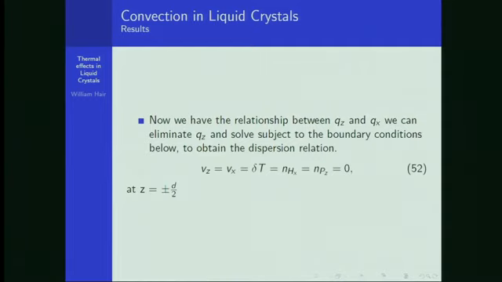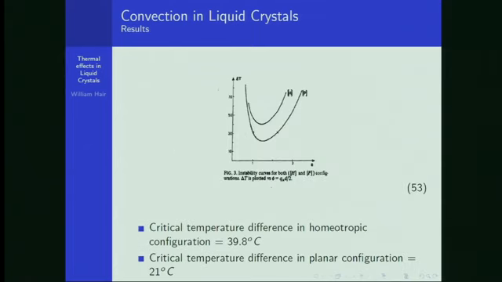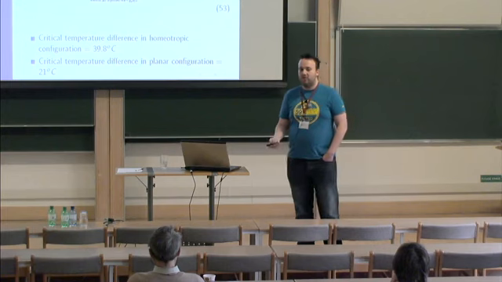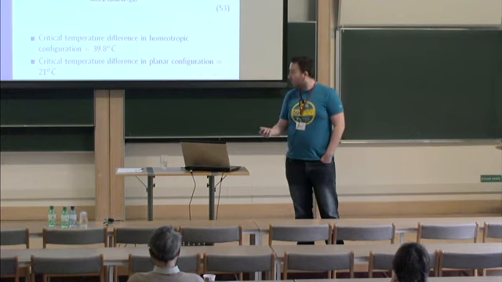So now we can solve this system to find the onset of instability, but you can't do this analytically. It would have to be done numerically, which unfortunately I haven't done yet. But from the paper, you can see it looks something like this. We've plotted the difference in temperature between the plates against the wave number in the horizontal direction, and we found the critical temperature difference for a homeotropic case is about 40 degrees, and for a planar it's about 21.